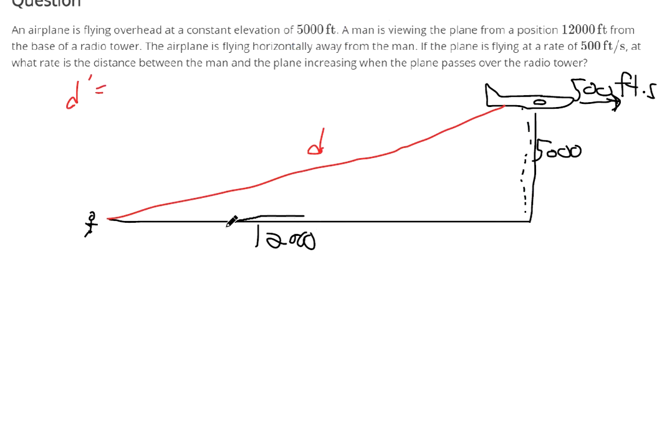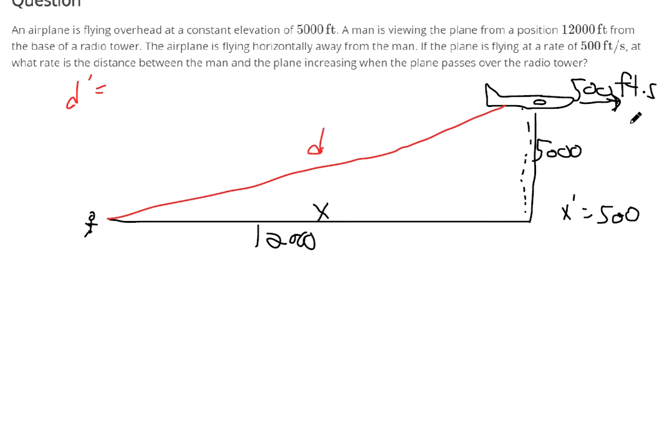Down here, I put in 12,000 because at the particular instant, this person is going to be 12,000 feet from the base of the radio tower. But this also changes with respect to time. In fact, this part right here, we'll call this X, that does change. It needs a variable because it changes at 500 feet per second. We know that X prime is going to be 500.